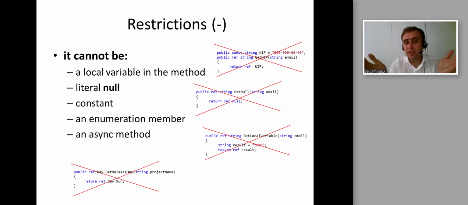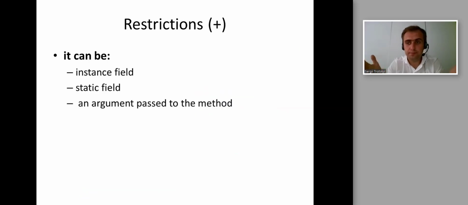It cannot be a literal null. It cannot be a constant, an enumeration member, or an async method. What could it be? We could return the reference to the instance field of the object. We could return the reference to a static value field and to an argument passed to the method.